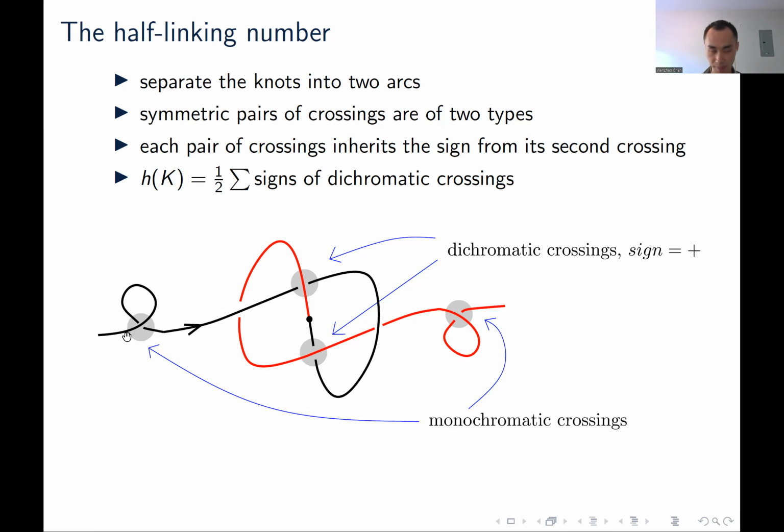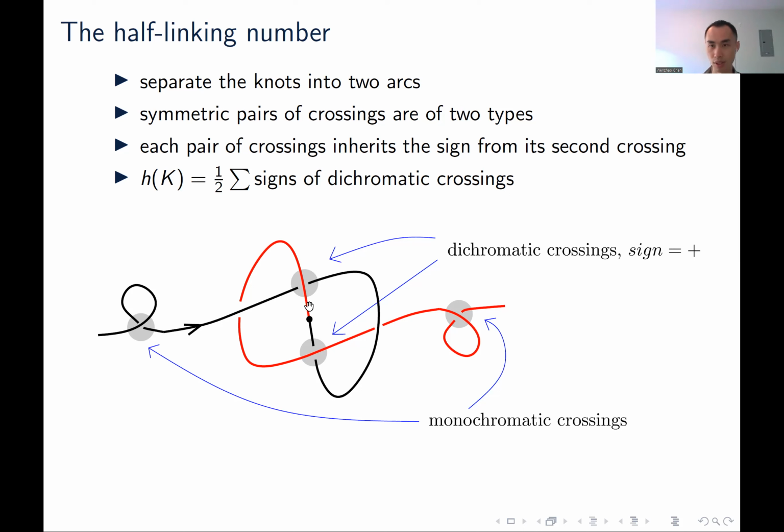Basically that means the crossings within that pair appear within 1 arc. Like this crossing is all between the black arc and this crossing is all between the red arc. While these 2 crossings in the middle form what are called dichromatic crossings, and you can see the crossings occur between the red arc and the black arc. The third thing to notice is that if you look at a symmetric pair of crossings, then the signs of the 2 crossings are always opposite to each other. This one is negative and this one is positive.